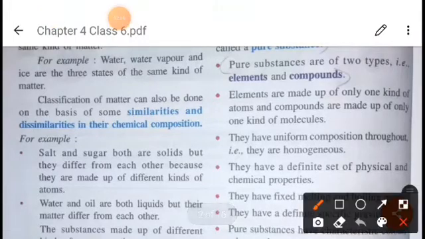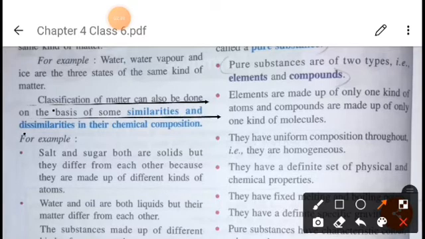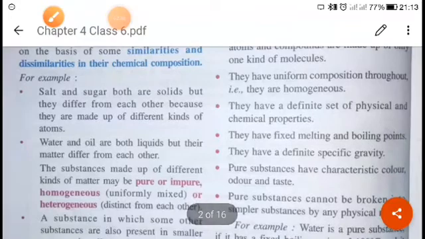Now when we talk about the classification of matter, classification of matter can be done on the basis of some similarities and dissimilarities in the chemical composition, okay? So when we are asked to classify matter, we can classify it on the basis of its similarities and dissimilarities in the chemical composition, okay? Some examples are given here.